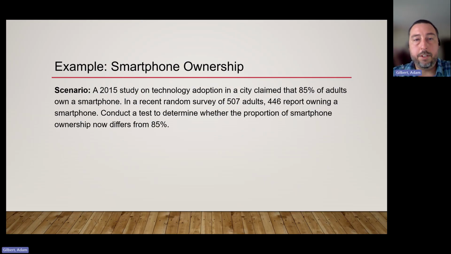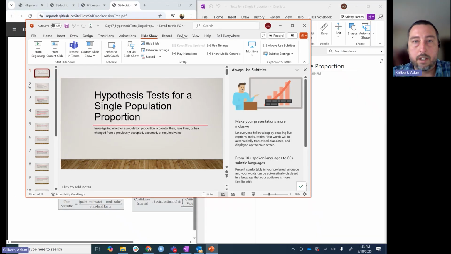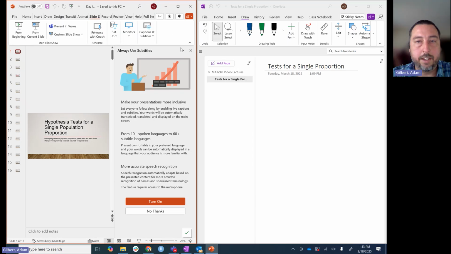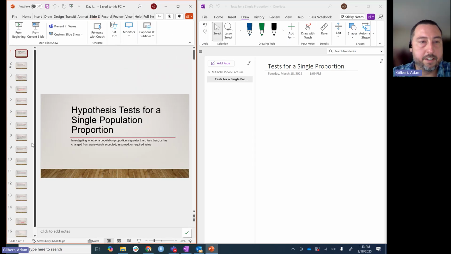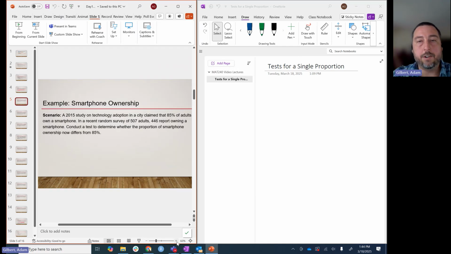All right, so I'm going to do split screen now. Let's see if I can get this slide to show on the left-hand side of the screen only. Make it reasonably large. And we'll find the first example that we were working on. Okay, so here it is, smartphone ownership. I'm going to make this a little bit larger so that hopefully you can read it on the video.